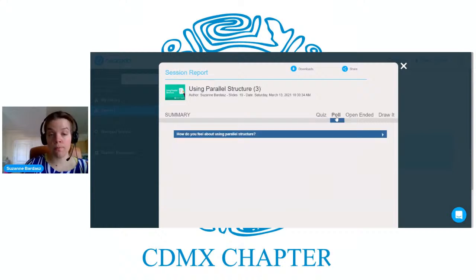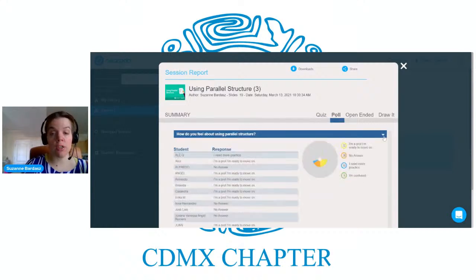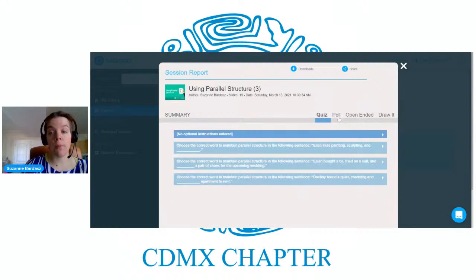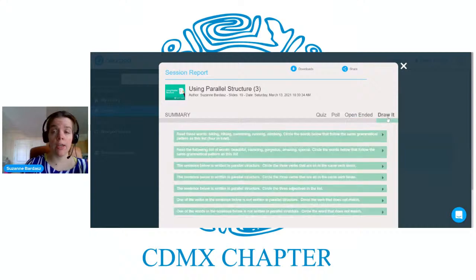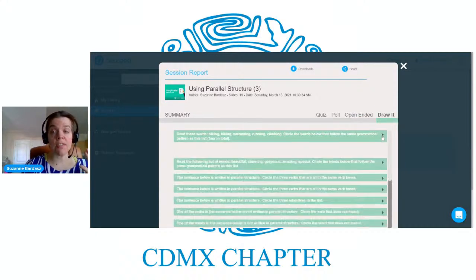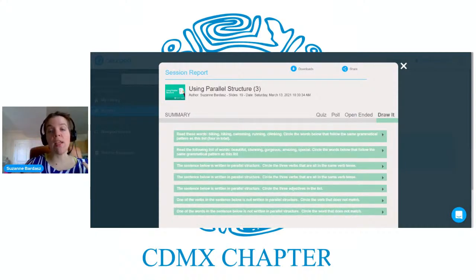We did the poll. How do I feel about using parallel structure? And here it gives information about, again, the breakdown of students. The open-ended, it gives some information if I want a little bit more details about the students. The drawing, the same thing here. It gives information about what each student did.